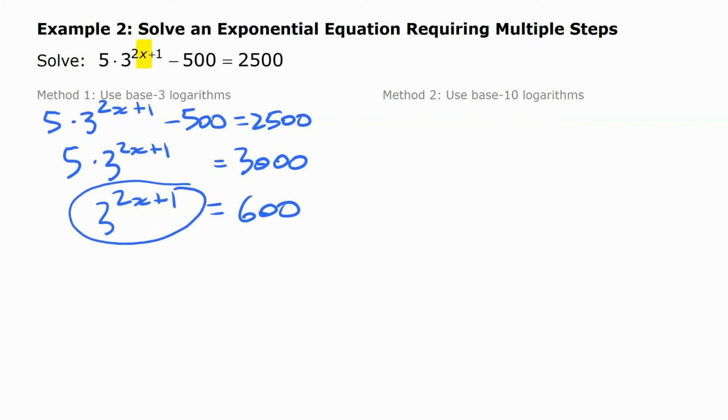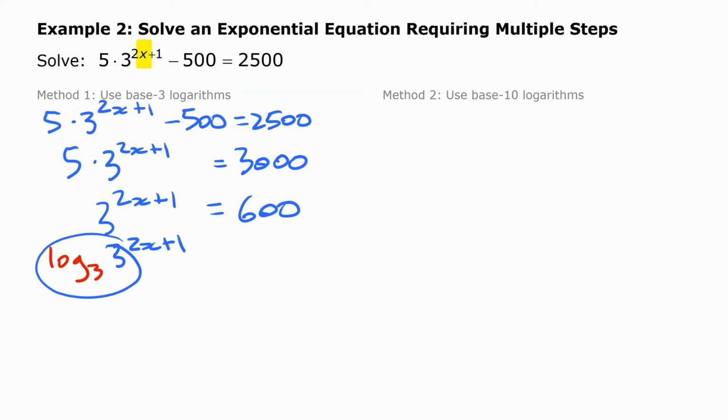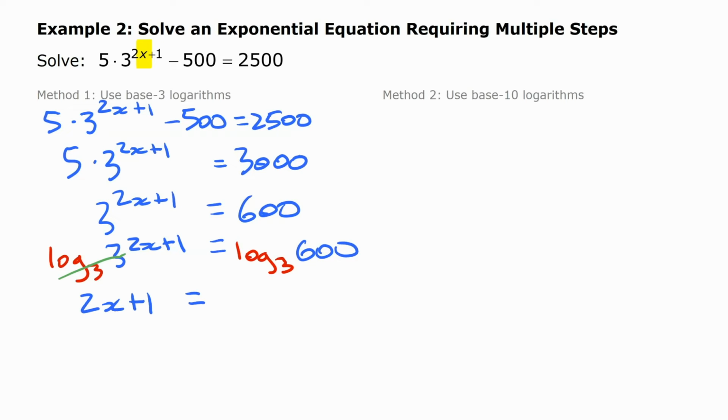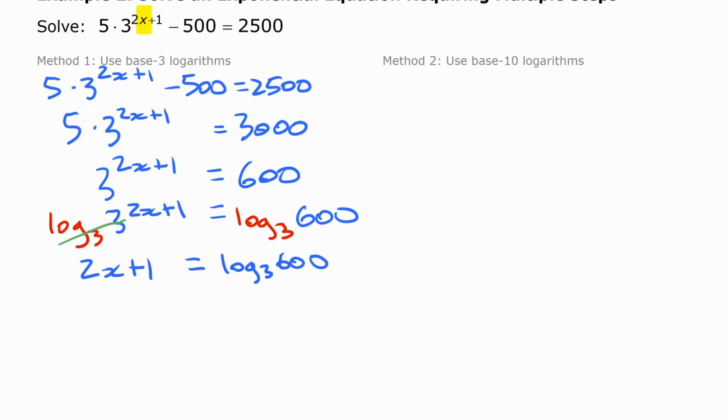Now we have an exponential expression and another number on the other side. So now is where we're going to use logarithms to get at that exponent. So we're going to take the logarithm base 3 of this side. And the reason is because those are going to cancel out. Logarithm base 3 of 3 to the power of something, those are going to cancel out. And of course, then I got to do the same thing on the other side. Log base 3 of 600. So then on the left, all I have is 2x plus 1 equals, on the other side, log base 3 of 600.